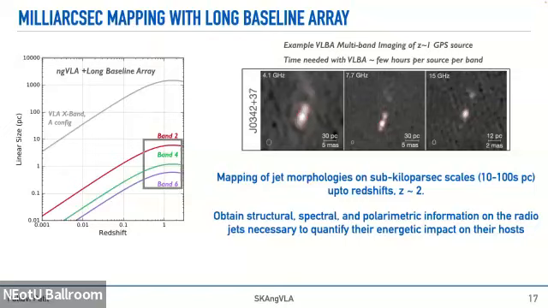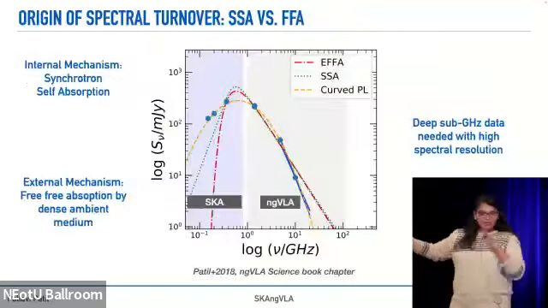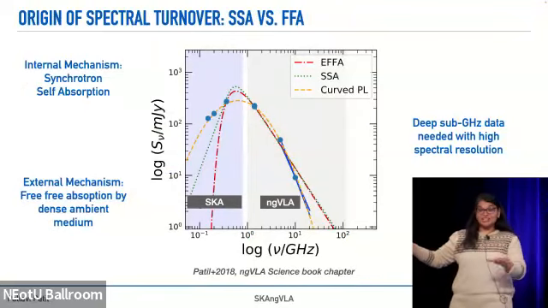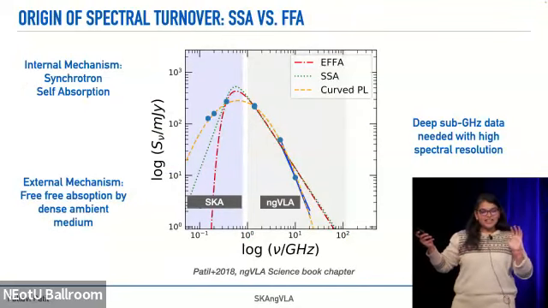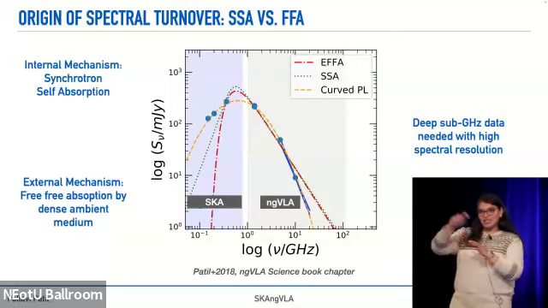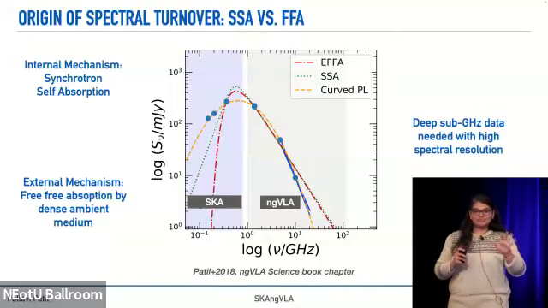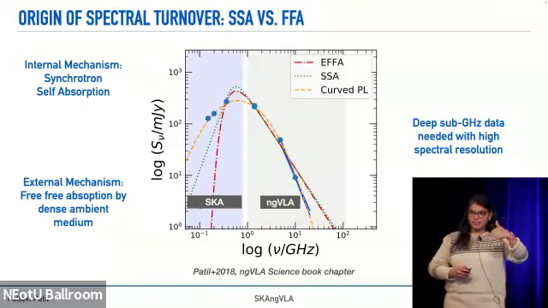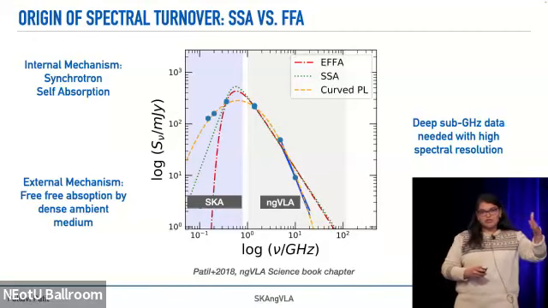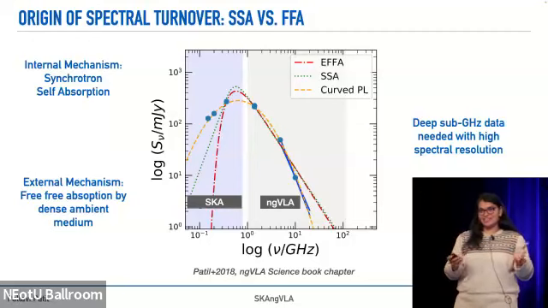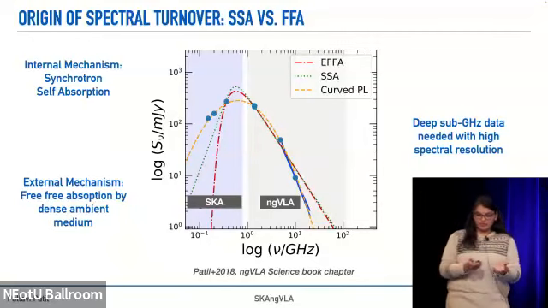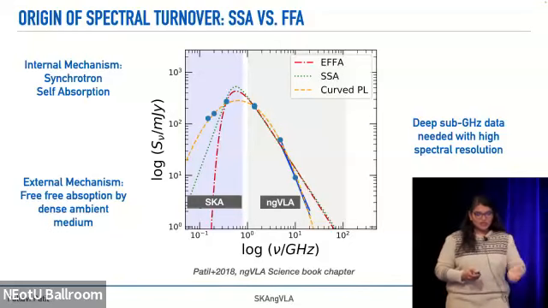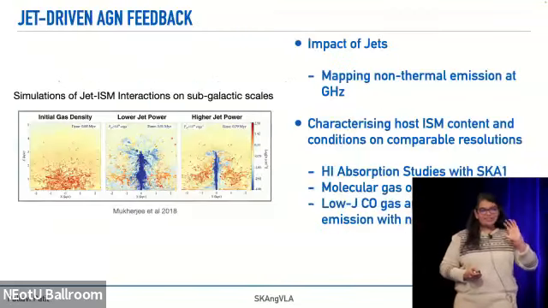I am out of time, so I'll just talk about one of the other key sciences where ngVLA and SKA will both play a crucial role: looking into the question of what is causing the turnover. This is a long debate that's going on, and we just need deep sub-gigahertz data with high spectral resolution to map out the turnover part of the spectrum to know what's going on. And this is where the SKA's spectral coverage and sensitivity is going to be really useful. I did have a slide, but I'm just going to skip that.